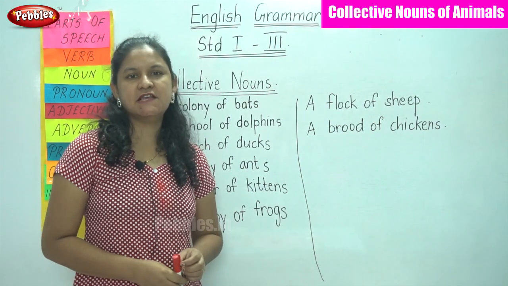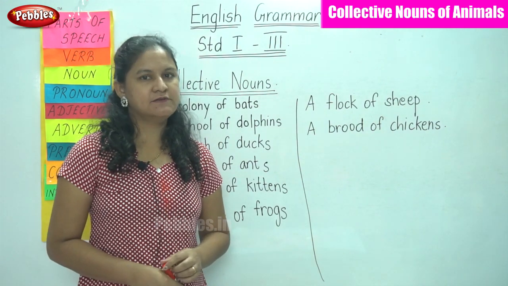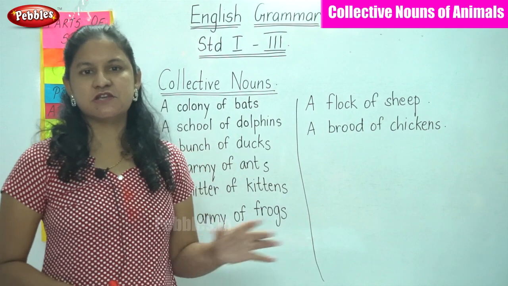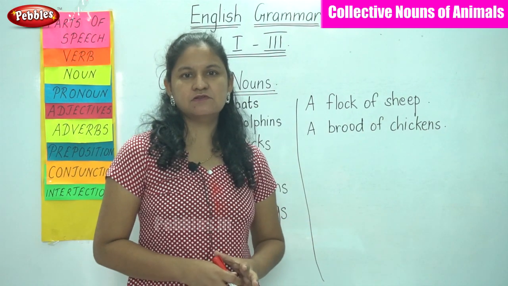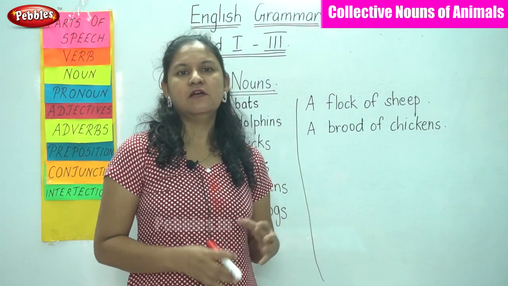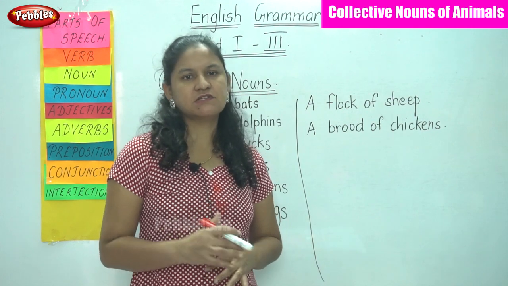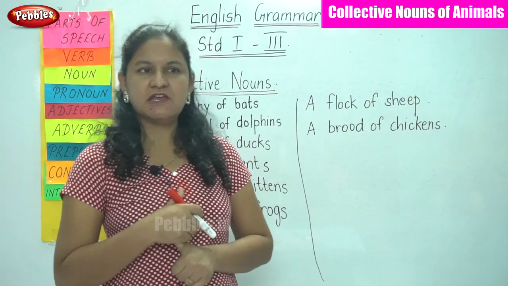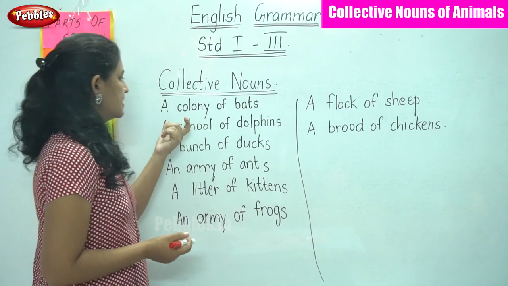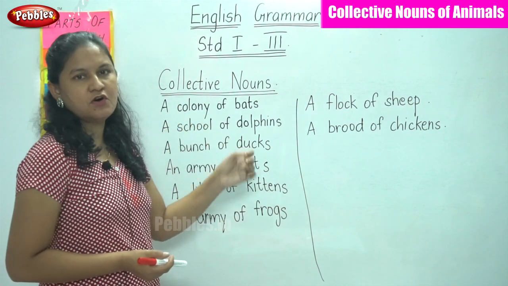Now we are going to see collective nouns of animals. So far we have seen the general use of collective nouns. Now we are going to see, where animals are concerned, what are the collective nouns that we can make use of. So the first is, we call them a colony of bats.